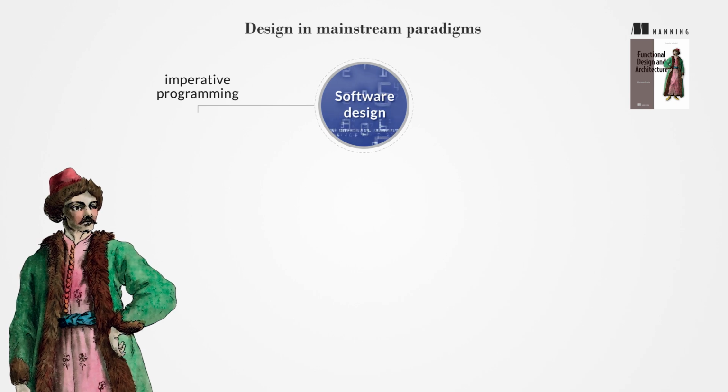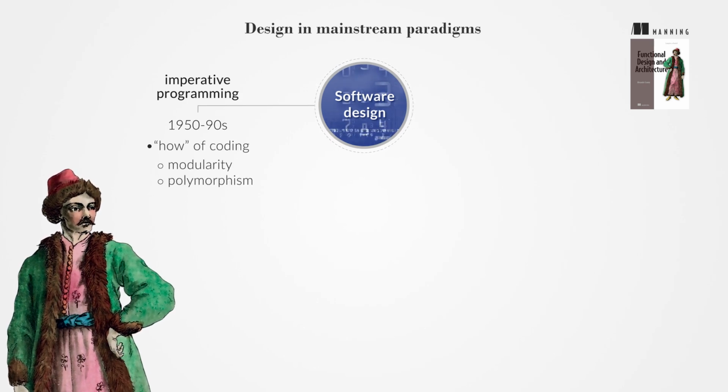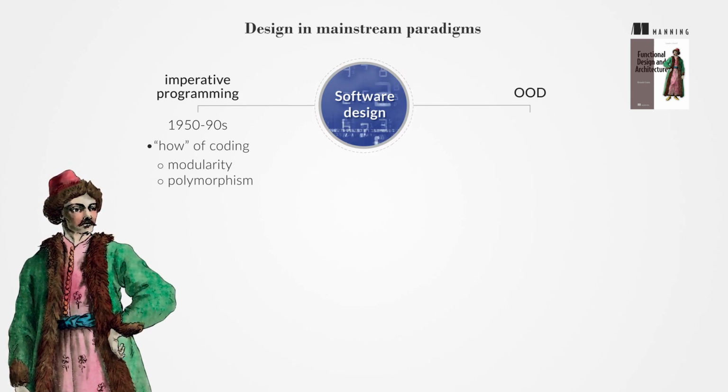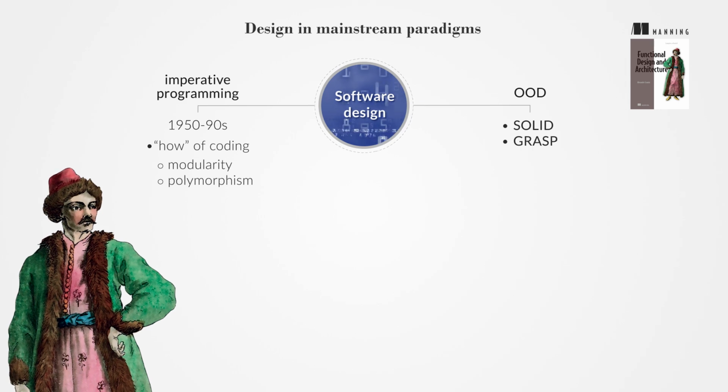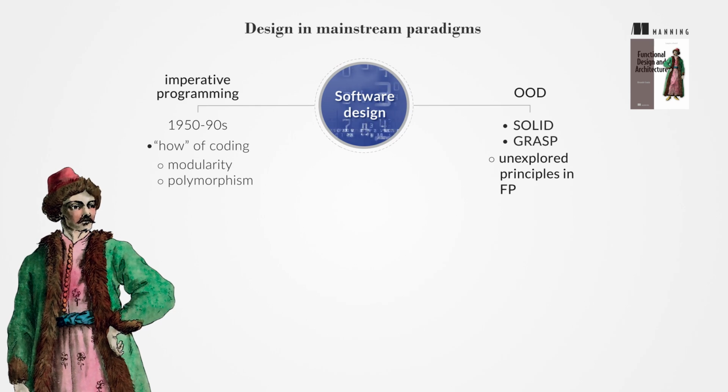Imperative programming, dominant from the 1950s to the 1990s, emphasizes the how of coding, with patterns like modularity and polymorphism. Object-oriented design, OOD, uses established patterns and principles like SOLID and GRASP, whereas applying these principles to functional programming remains largely unexplored in the literature.